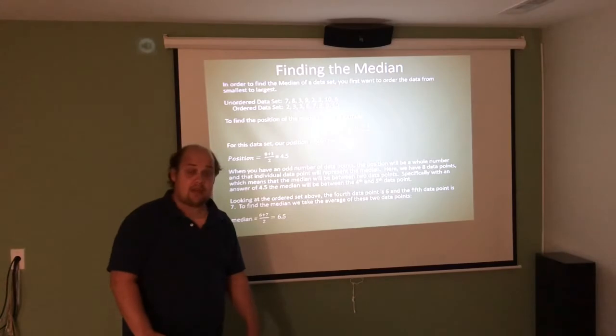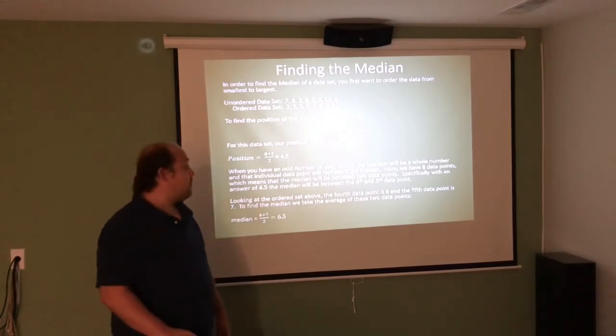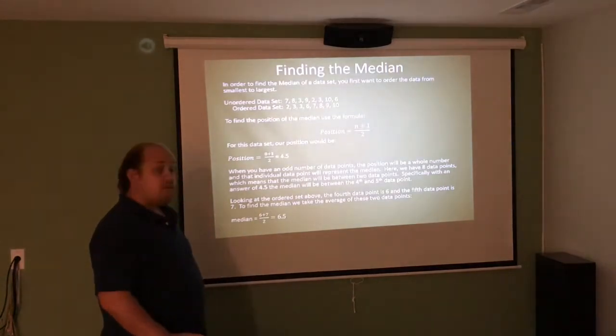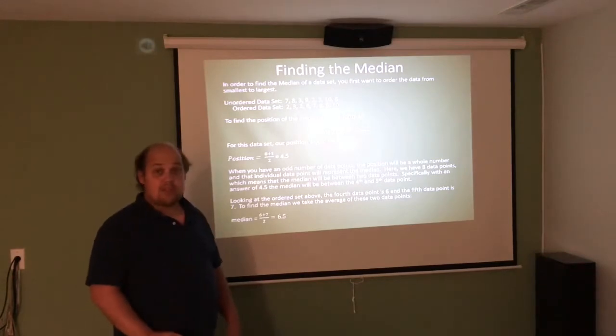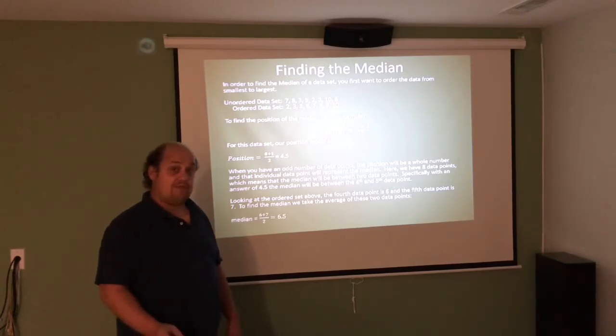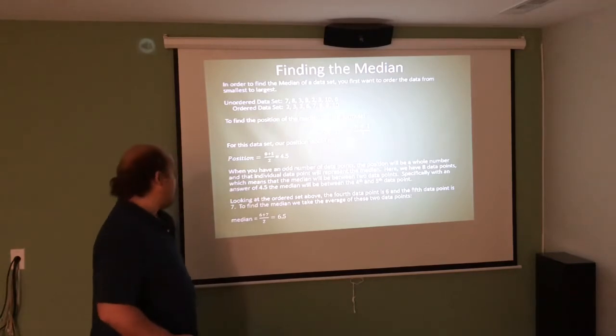That is the correct median. When I have an even number of data points, like I do here with 8 data points, the position formula is going to give you something point 5. What that really is telling me is I need to take the 2 data points closest to that and average them, or add them together and divide by 2.